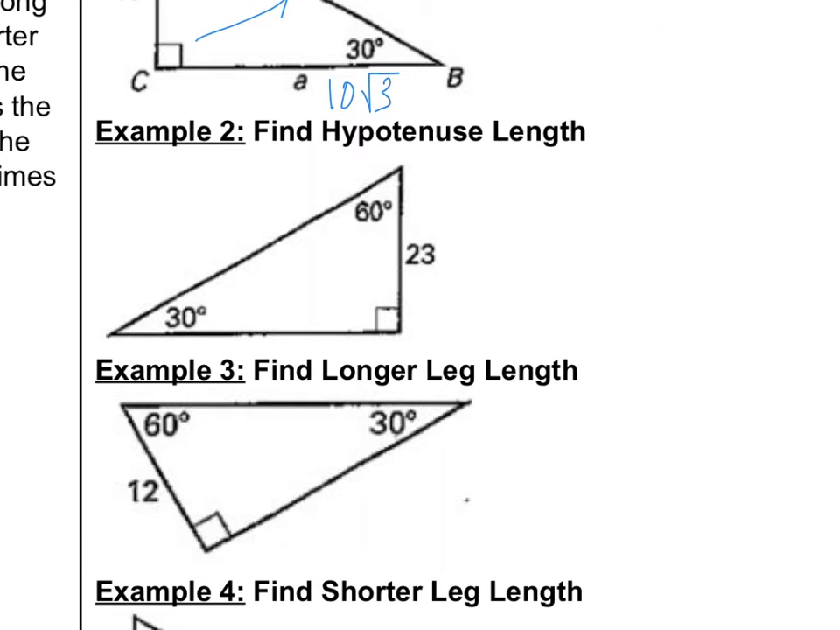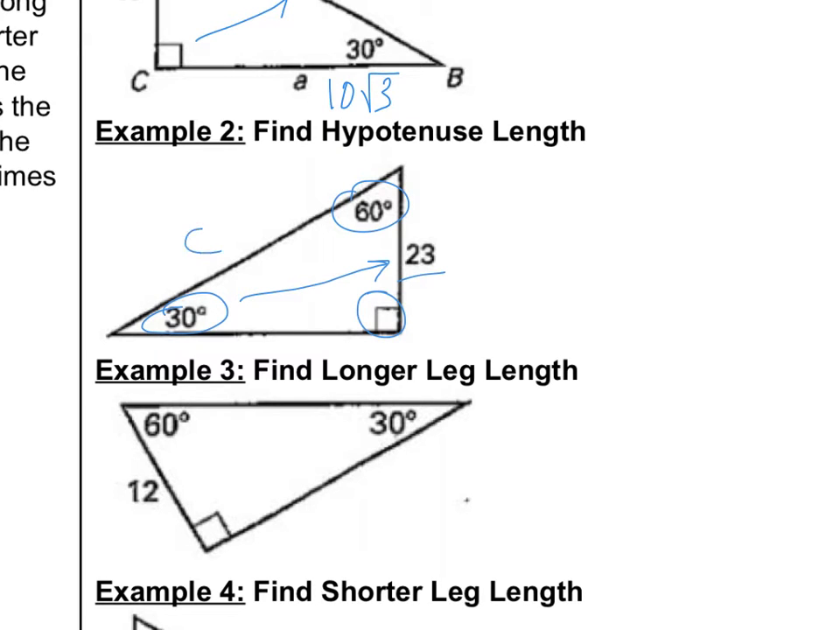Example 2, we want to find the hypotenuse length. You can see that they give you 23 here. And then one other way is you think, okay, is it going to be A or B? Well, look at the angles. The smallest side is always going to be opposite the smallest angle, right? The smallest angle is 30. So that means 23 is the smallest side.